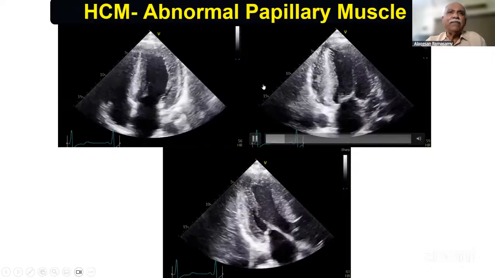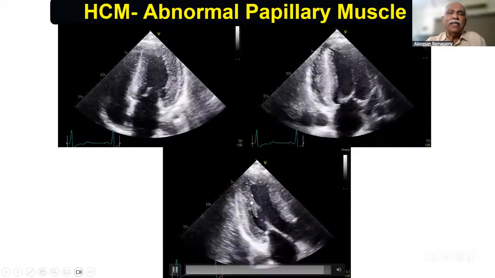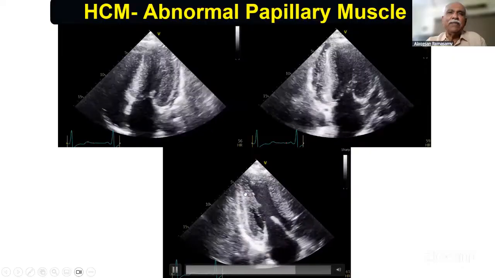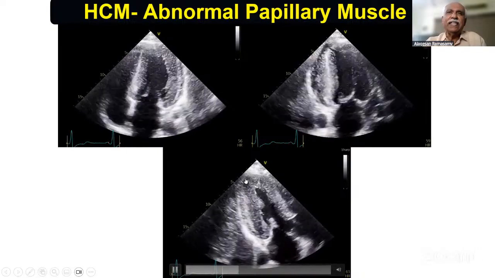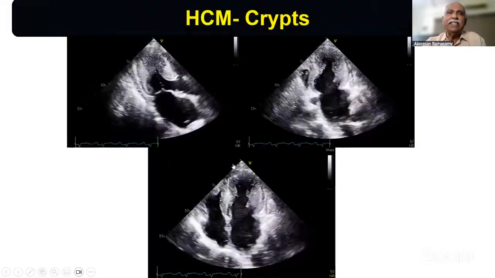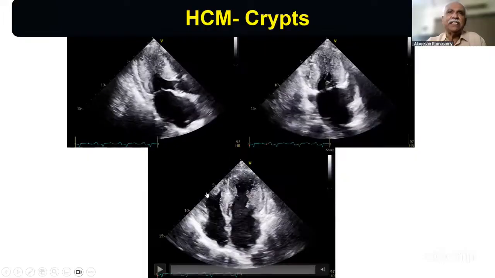The abnormalities of the papillary muscles are common. The common one is the displaced papillary muscle, which gets inserted into the lateral wall, lower portion of the lateral wall, and the left ventricular apex. And this is the one which produces mid-ventricular obstruction.